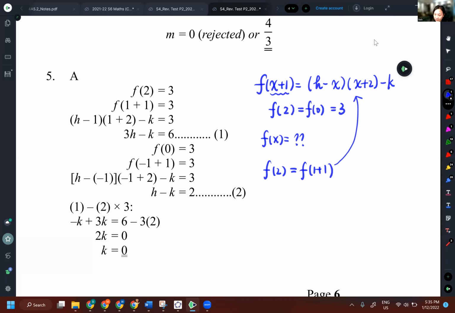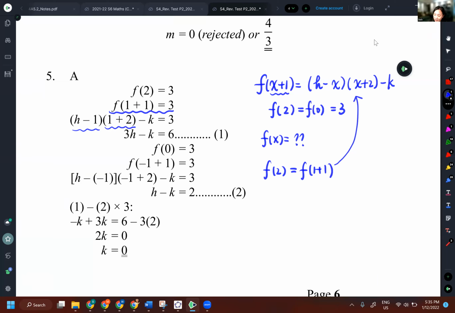Therefore, you have here f of 1 plus 1 is equal to 3. And here you replace x with 1, and that is h minus 1, and 1 plus 2 minus k equal 3. And then you have one equation. 3h minus k equals 6.